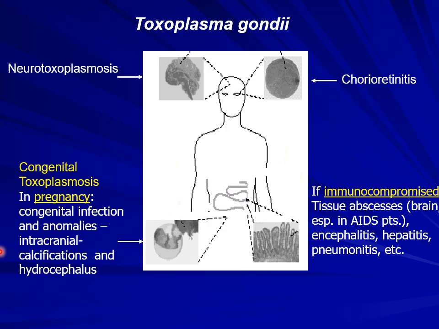The last spectrum of disease I want to talk about is congenital toxoplasmosis. And as I told you, a pregnant woman that is seropositive for the parasite does not have to worry about her baby, because if she gets infected upon pregnancy, her antibodies can fight against the infection and clear it.